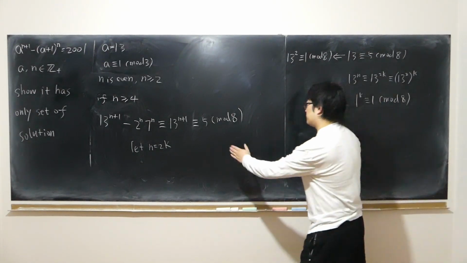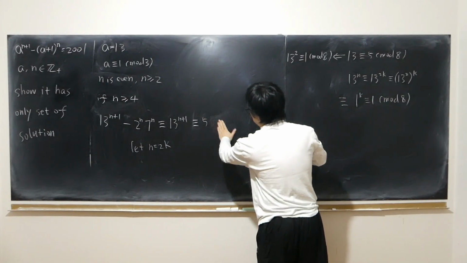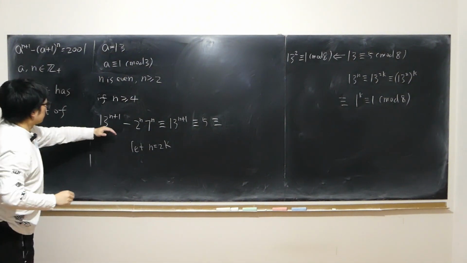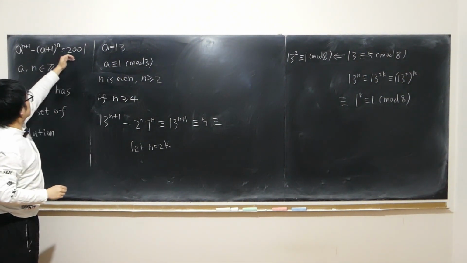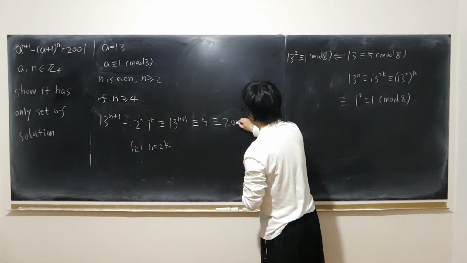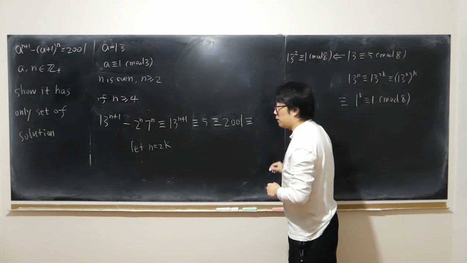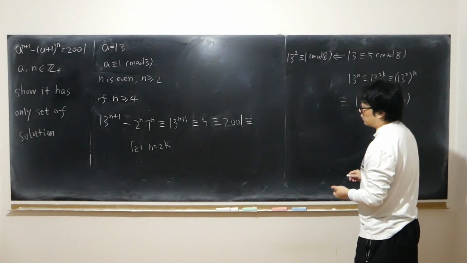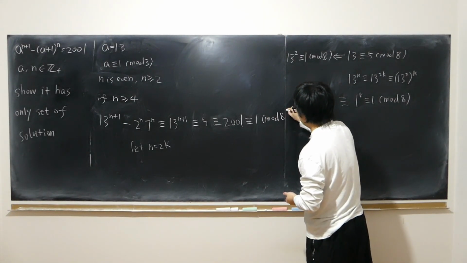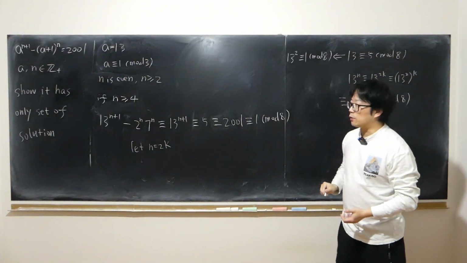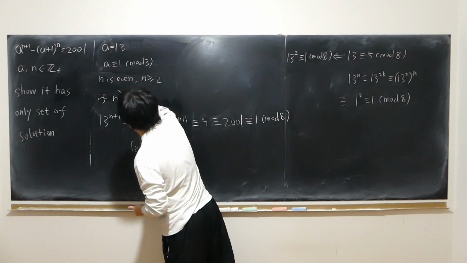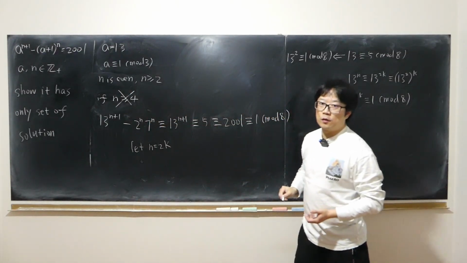But like I said, the right-hand side, don't forget, 2001. If divided by 8, which is easily verifiable, the remainder is just 1. Which is a contradiction, of course. So which means n cannot be greater than or equal to 4.